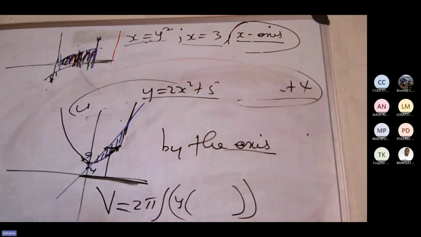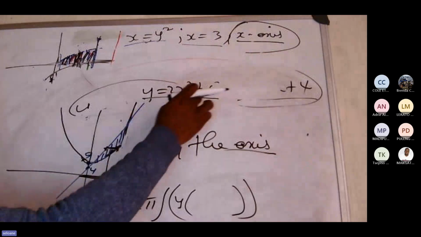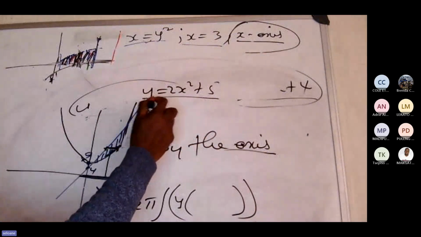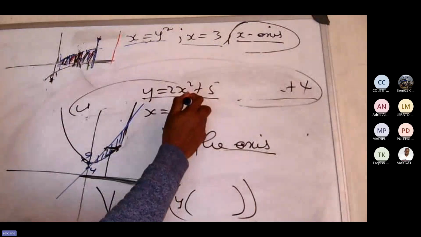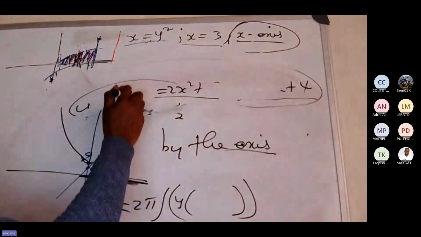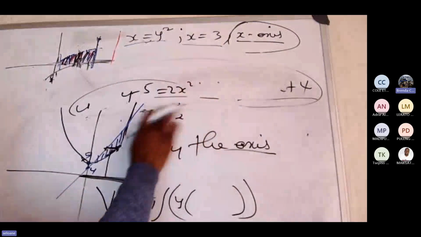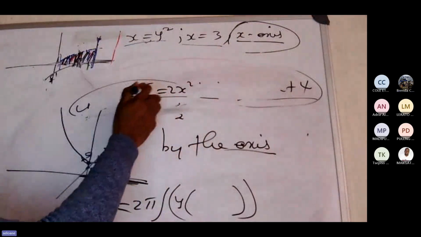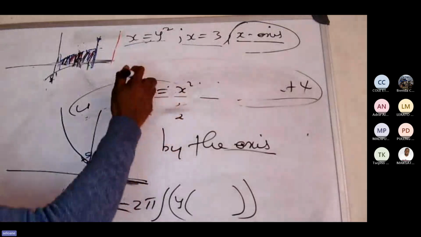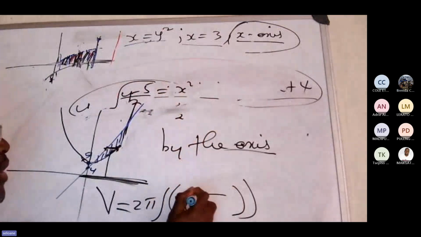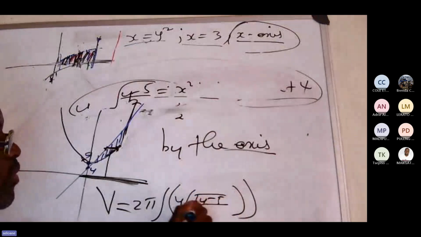So make x the subject of the formula. It will be prime 5 here and 2. Therefore, x, it will now be what? Half the square root of, because prime this, it will now be y minus 5, over 2. Divide both sides by 2. Then the square root will now be what? The square root of this, all over 2.